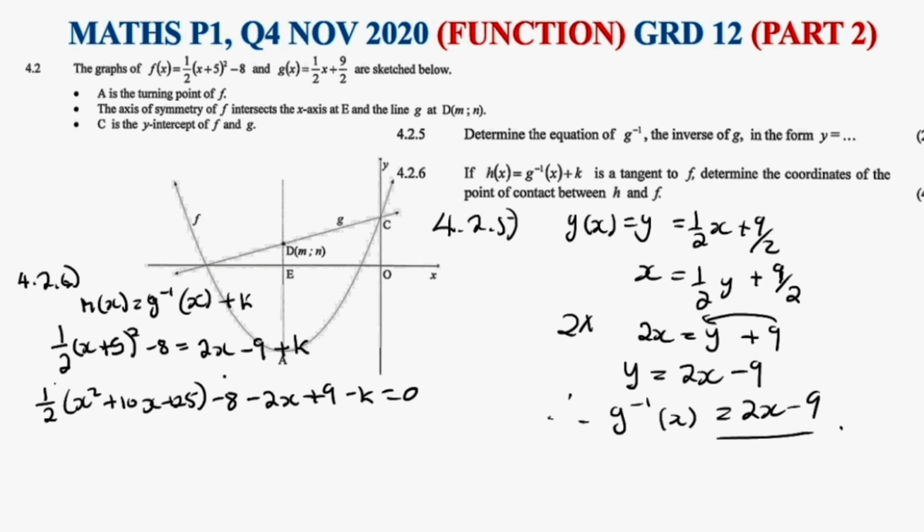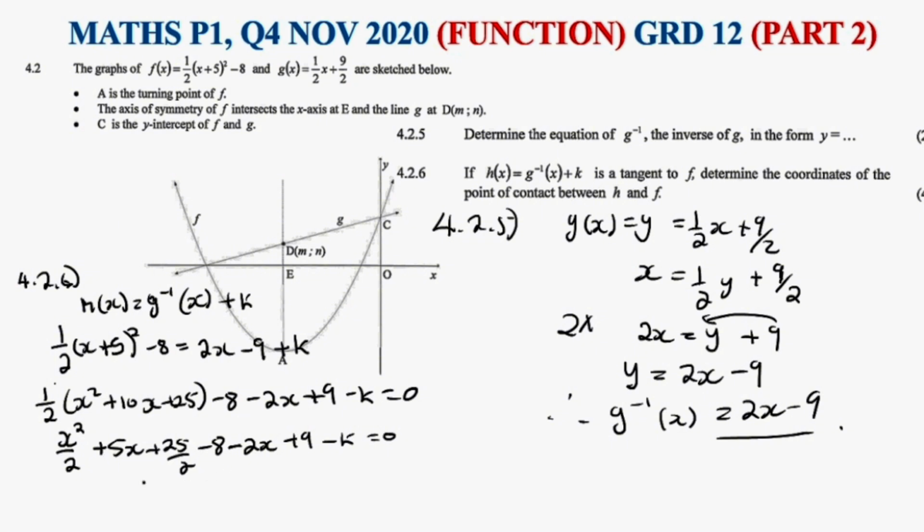Okay, therefore when we multiply through by this half here, it is going to be x squared over 2 plus 5x, plus 25 divided by 2 minus 8. Yes, definitely minus 8 minus 2 plus 9 makes 4 minus k. Trying to simplify this algebraically, guys. I hope I'm not making a mistake.